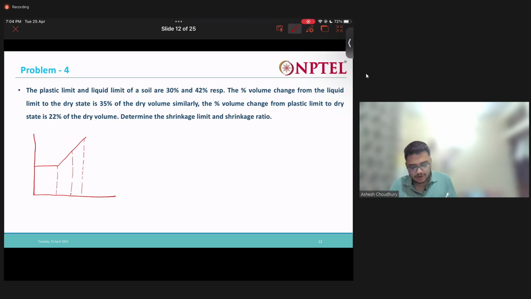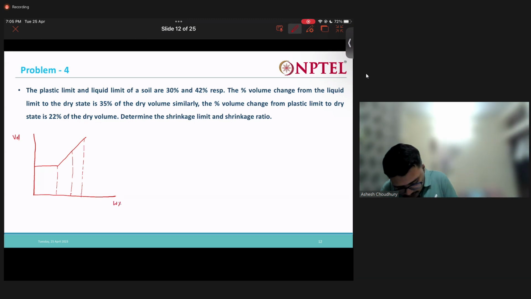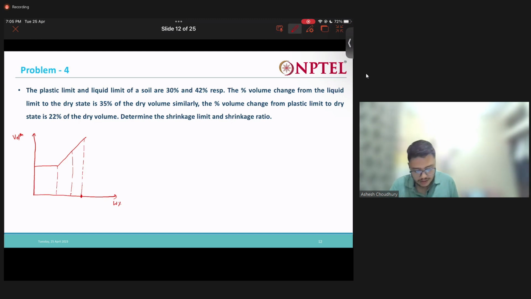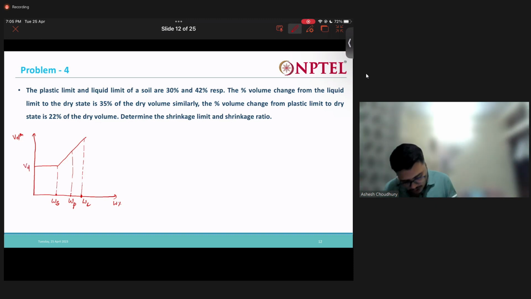So do you remember all the names of the three limits? This is water content and this is the volume here. What was this limit called here? Yeah, it was the liquid limit, and then after that this is the plastic limit, and this one is the shrinkage limit. This one is the dry volume.